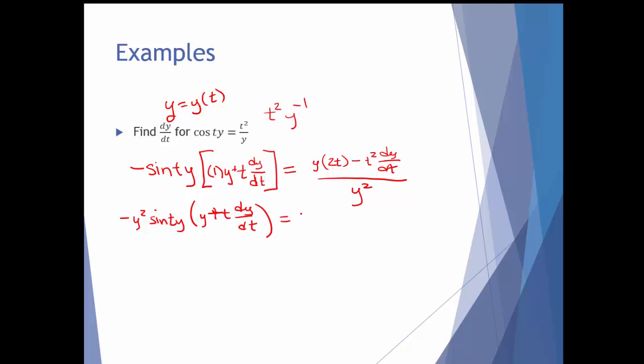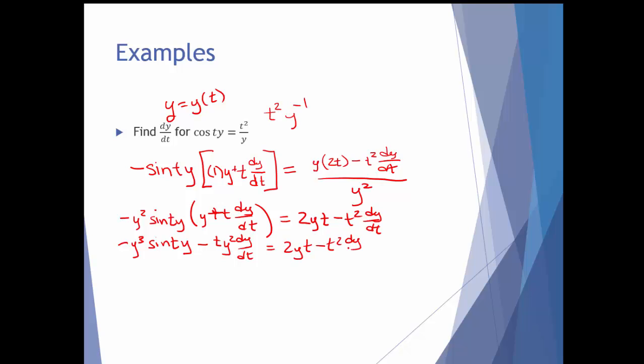And then that will equal 2yt minus t squared dy dt. So on the left side, we're going to need to distribute the negative y squared times the sine of ty to both terms, so that we get negative y cubed sine of t times y minus ty squared dy dt. That's just distribution. And then the right side, I'm not going to do anything to it yet.